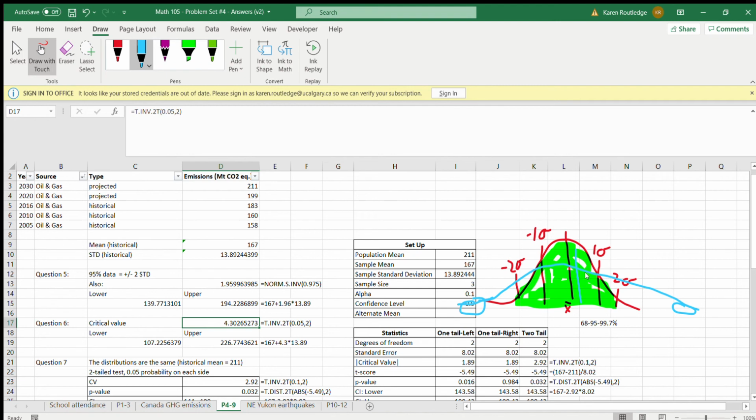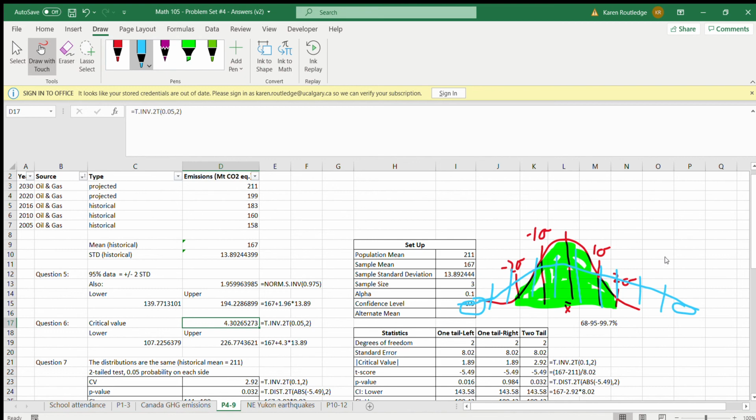So in the normal distribution, we only had to move 2 standard deviations. For a sample size of 3, degrees of freedom 2, we have to move 4.3 standard deviations away. So there's 1, 2, 3, 4, and a bit, and minus 1, 2, 3, 4, and a bit.